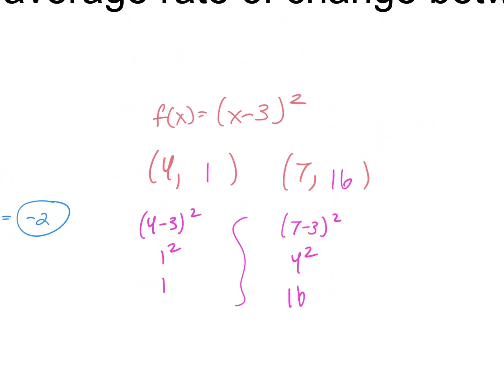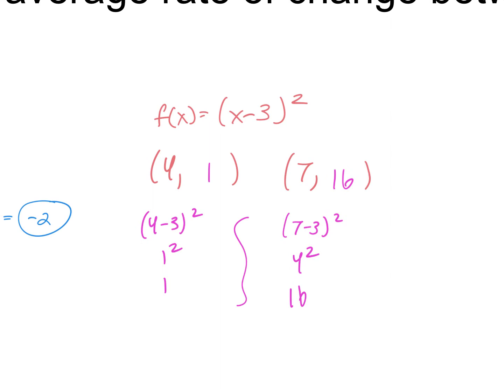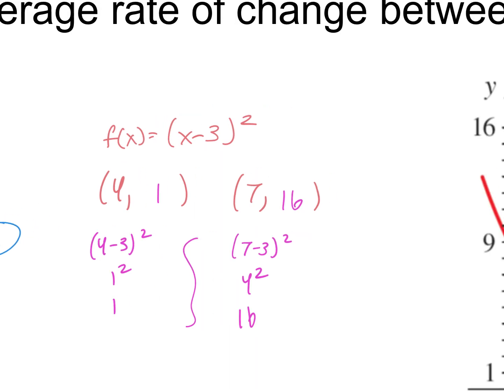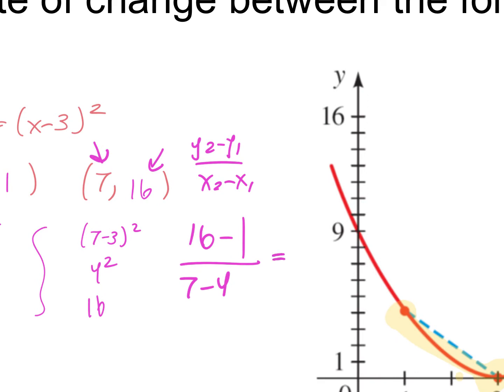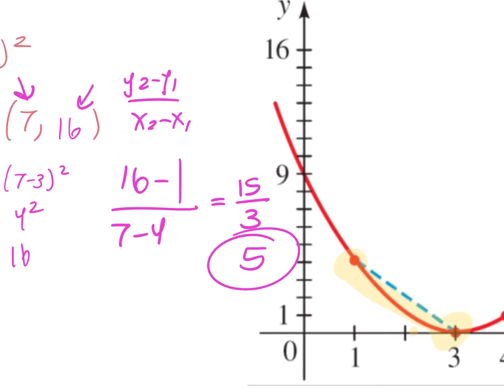So here are the 2 points that they want me to figure out the average rate of change. You're just figuring out how things change from one x value to the next. So I'm going to say y2 minus y1 over x2 minus x1. So I'm going to put 16 minus 1. If I say 16 minus 1, what do I have to say on the bottom? 7 minus 4. Since I started with 16 on the top, I need to start with 7 on the bottom. What is 16 minus 1? 15. And what is 7 minus 4? 3. So what is your average rate of change between these 2 points? 15 over 3, which is 5.